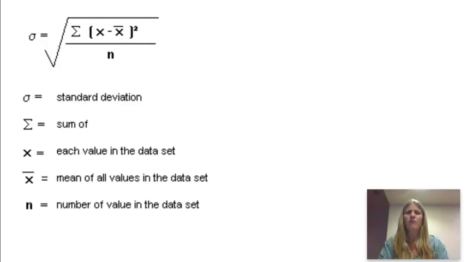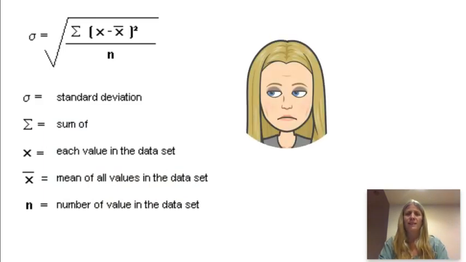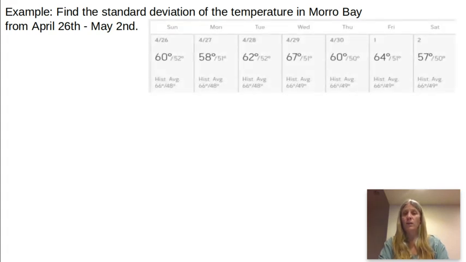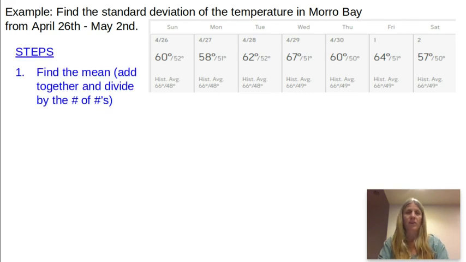Here's our official formula for standard deviation. Oof, that's not looking good. So I'm going to walk you through step by step exactly how to solve this type of problem. We're going to look at an example and find the standard deviation of the temperature that was here in Morro Bay from April 26th to May 2nd. So here was what our forecast looked like. We're going to take those numbers and find the standard deviation of my temperature in Morro Bay.